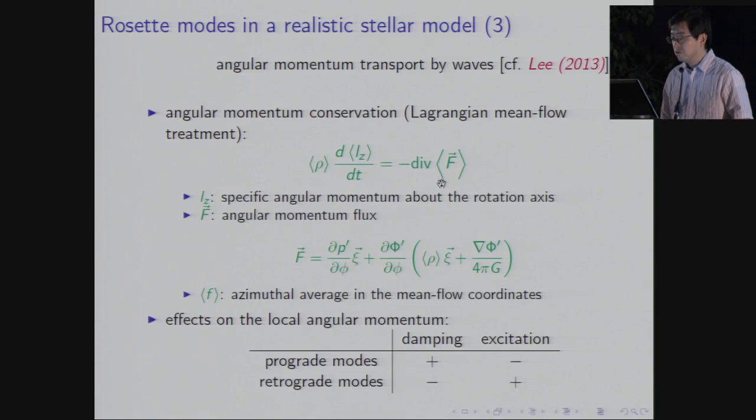So what we need to compute is the right-hand side of this equation to study the effect of rosette modes on angular momentum transport. From a physical point of view, we can give a very naive picture. In the place where prograde rosette modes are damped, we see positive contribution to angular momentum, and other cases can be understood similarly.